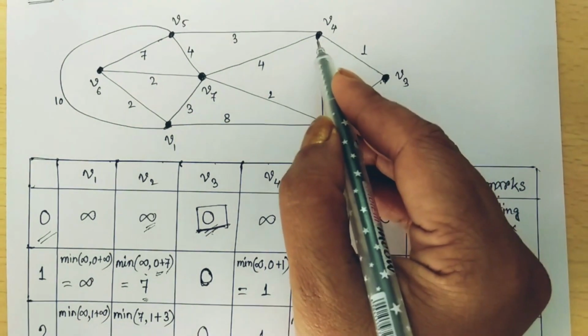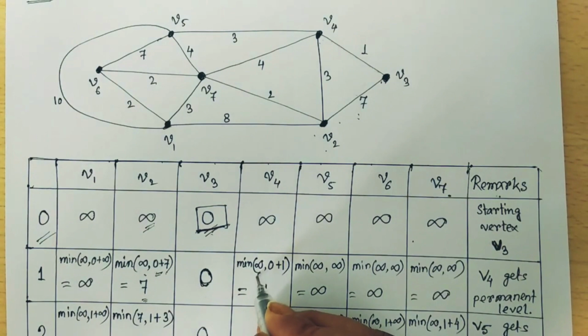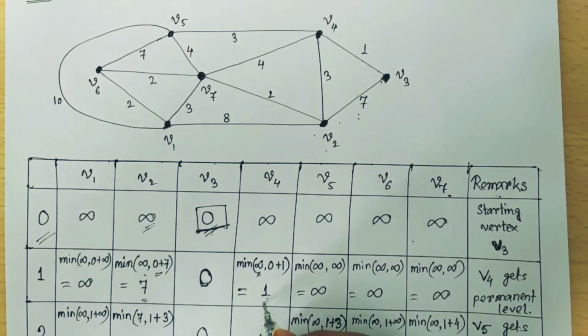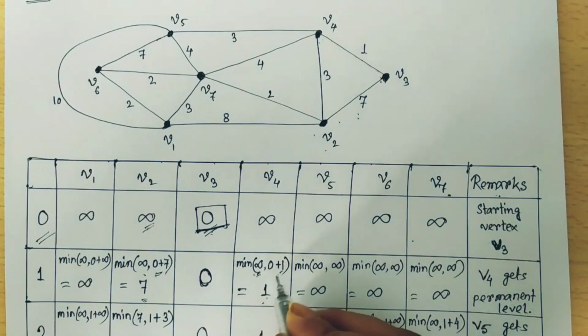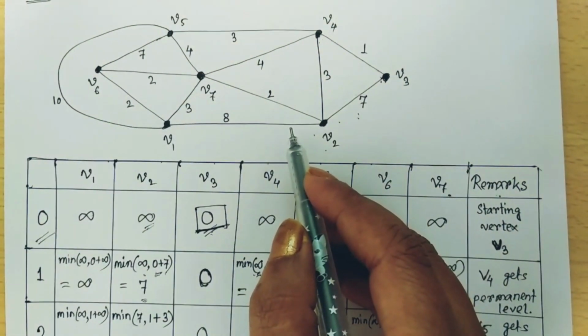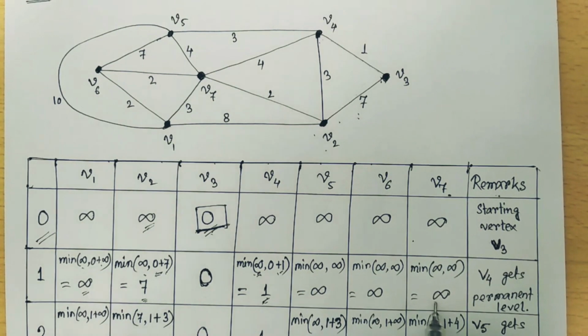Again, V3 is connected with V4. So come to V4. Here the previous value is infinity. Now it is 0 plus 1, so its value is 1. Among these two, the minimum value is 1. Hence, we assign the value 1. With the vertex V3, no other vertices are directly connected. That's why their labeling value is still infinity. Previously it is infinity, still it is infinity. Accordingly, all the remaining are infinity.